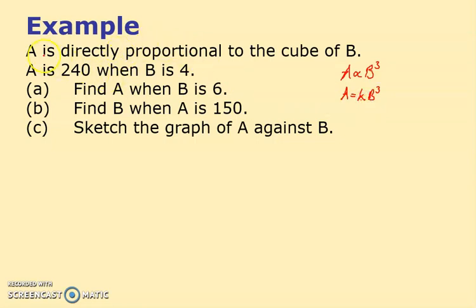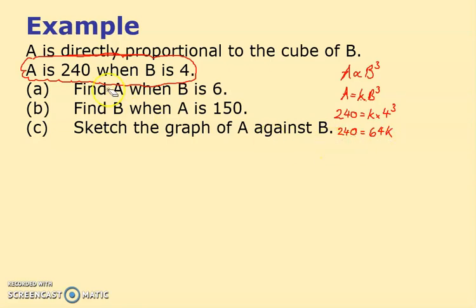Now they usually give you two pieces of information about A, one letter and the other letter, and you can see there they have. They've said A is 240 equals k times, notice it is a times, there's no letter in between, B cubed. What was B? B was 4 cubed. Well, no, 4 cubed is 64, so 240 equals 64k.